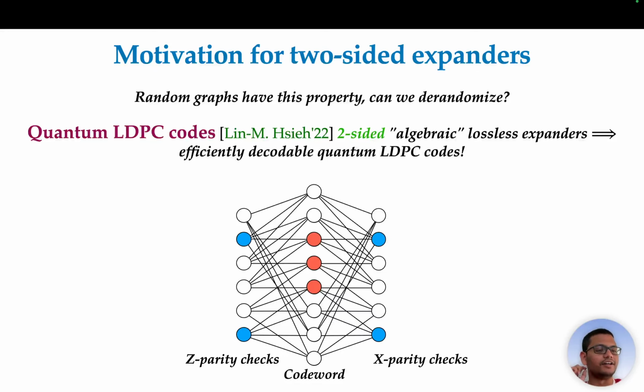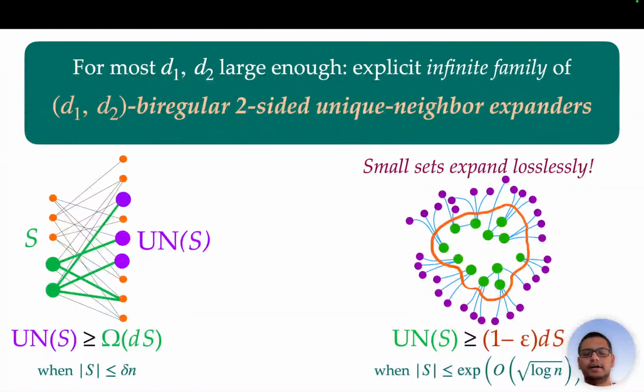Another natural philosophical reason to study this problem is that random graphs have this property. Random graphs actually have very strong two-sided unique neighbor expansion. And the question is, is it possible to de-randomize this particular property via deterministic construction? And we make some progress towards this question.